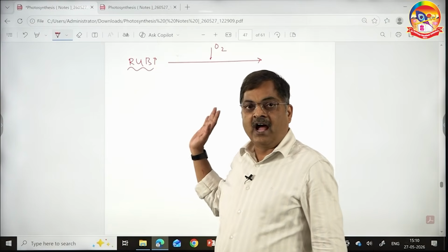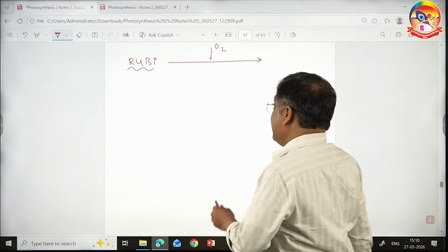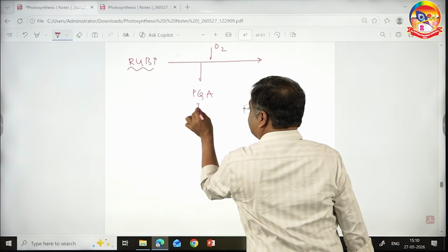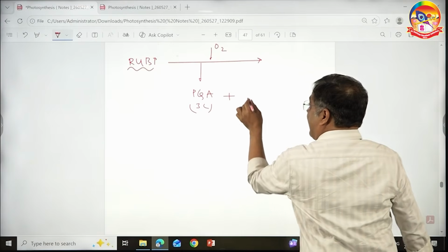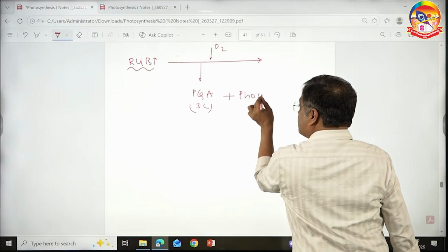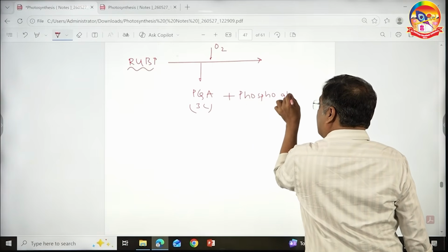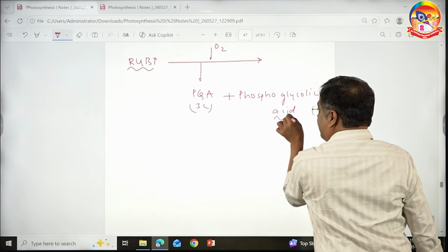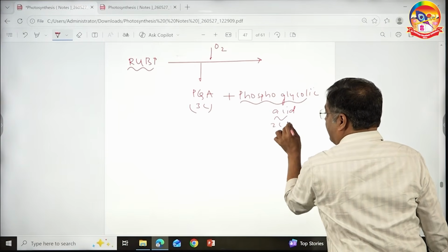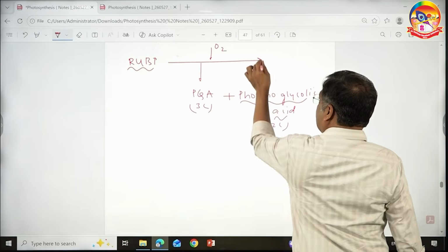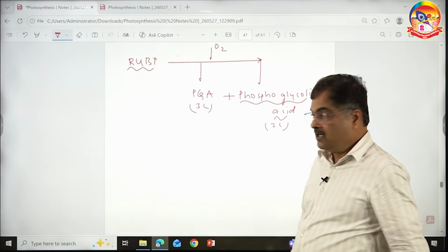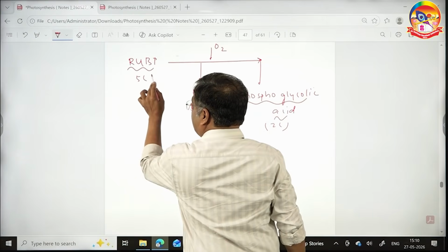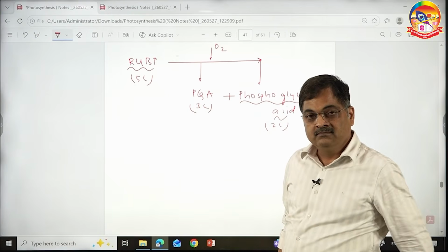Yes. So therefore, RUBP is a 5-carbon compound. It breaks up into a 3-carbon compound called phosphoglyceric acid and a 2-carbon compound called phosphoglycolic acid. These are the two products formed. 3 plus 2, 5. Yes or no? Yes. Up to here, no problem.